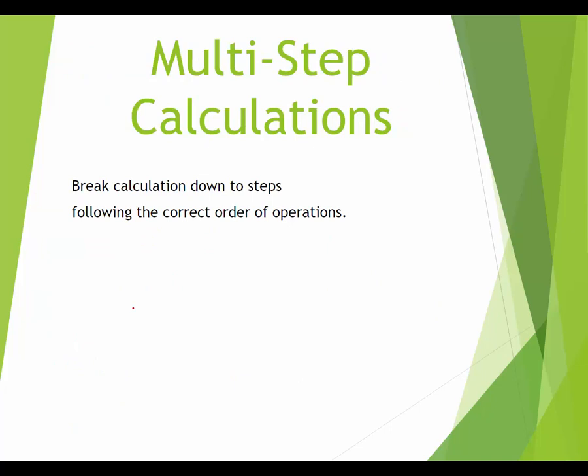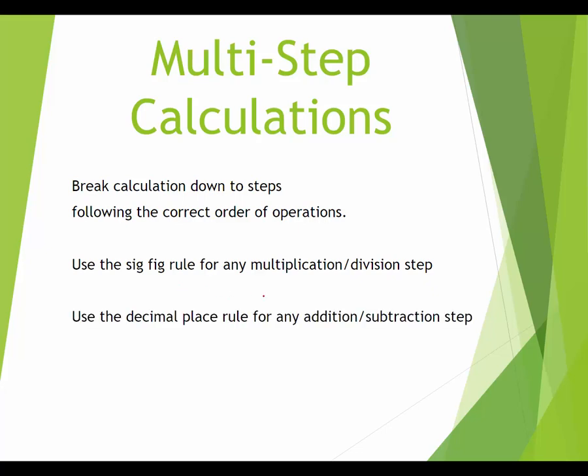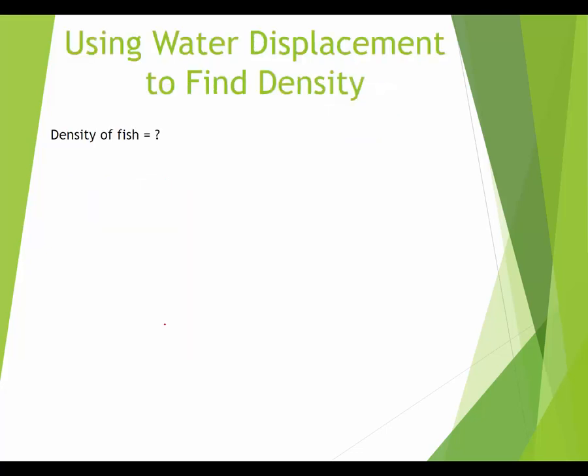What do I do when I have a bunch of operations rather than just one? I just need to follow the correct order of operations, so-called PEMDAS. I need to break the calculations into a step-by-step job. Whenever I see that I need to multiply or divide, I will use the sig-fig rule. Whenever I have to add or subtract, I will use the decimal place rule.